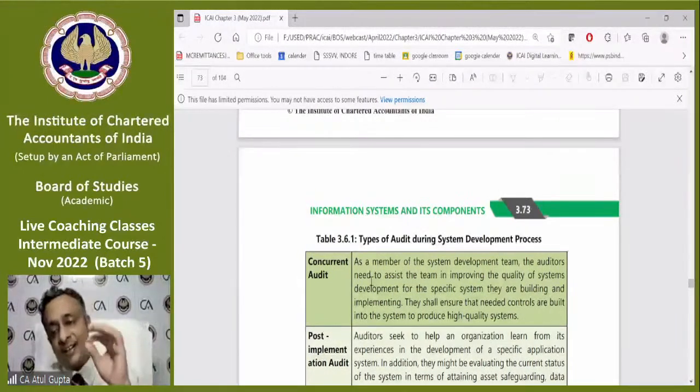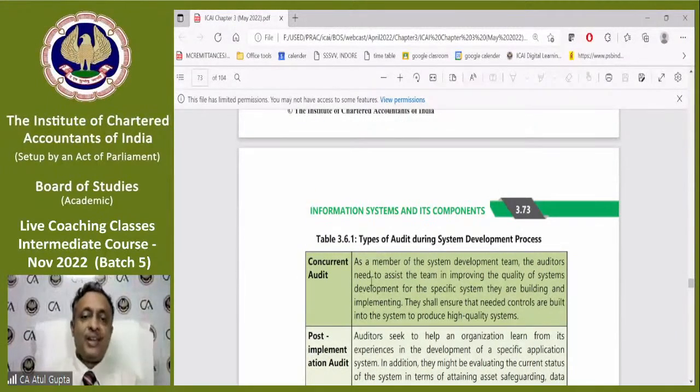Okay. Now, audit of system development: each word is an opportunity, a phenomenal opportunity for you as chartered accountants to get into. Now, concurrent audit. Concurrent means doing the audit as development is being done. So what do auditors do? They become part of the development team and assist the team in improving the quality of systems. There are phases of systems development. At each phase, once the phase is completed or being done, the auditor gives his or her valued input to the phase that is being done.